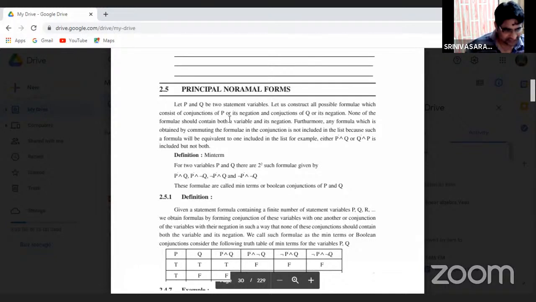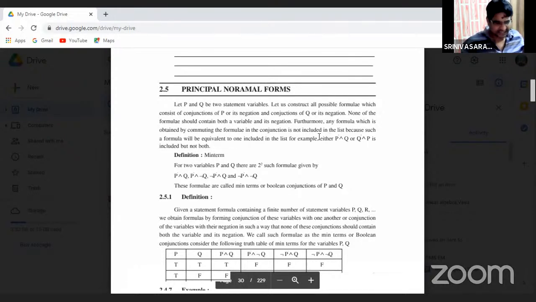Okay. Now that is the formation of taking the language for the given expression here or its negation. None of the formula should contain both a variable and its negation. Okay. Furthermore, any formula which is obtained by commuting the formula in the conjunction is not included in the list, because such a formula will be equivalent to one included in the list, for example.